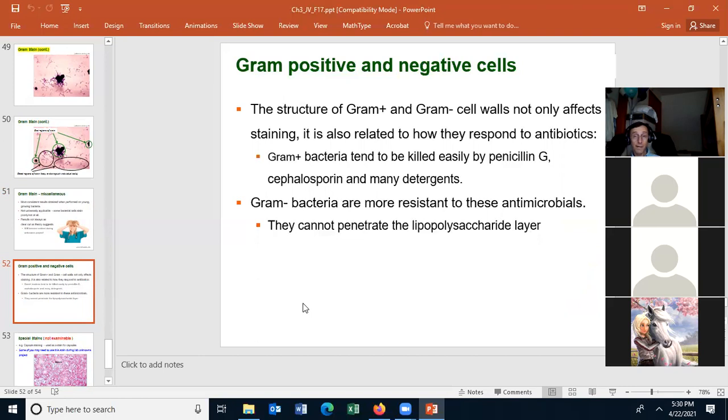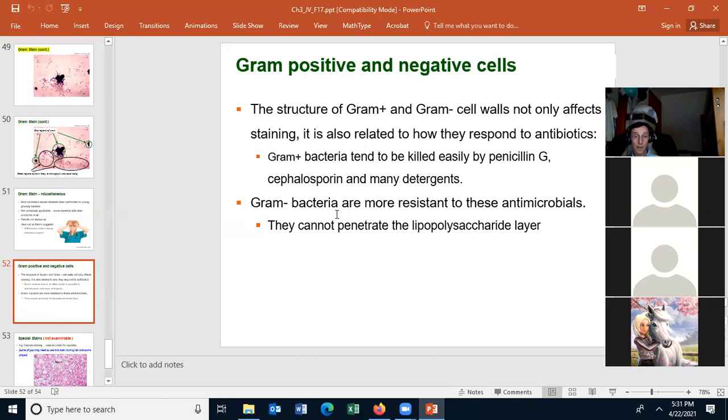The structure of the gram-positive and gram-negative cell walls not only affects the staining as applying to the Gram stain, it also is related to how they respond to antibiotics. For example, gram-positive bacteria are easily killed by penicillin G, as well as by cephalosporins and many detergents. And that's because the gram-positive bacteria do not have an outer membrane, and so the penicillin G, the cephalosporin, and the detergent can get at the cells and then kill them.